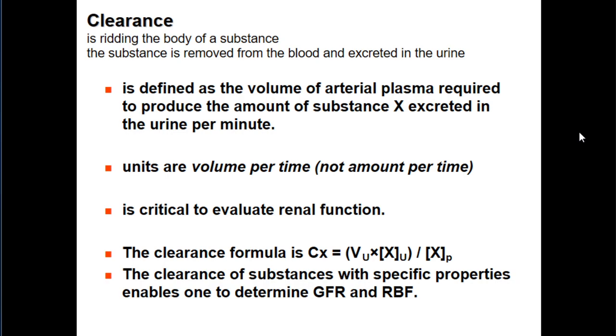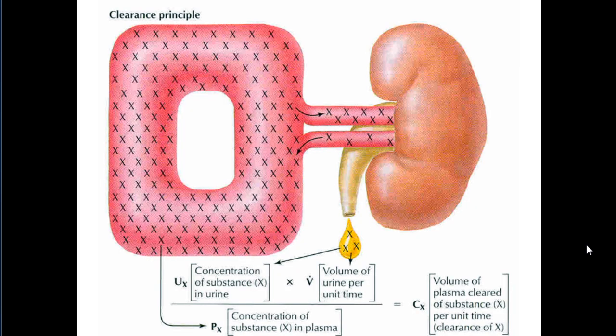So clearance is defined as the volume of arterial plasma required to produce the amount of substance X excreted in the urine per minute. Units are volume per time, not amount per time. And it's critical to evaluate the renal function. Here you have the clearance formula, and clearance of substances with specific properties provides the understanding and determination of GFR, glomerular filtration rate, and renal blood flow.